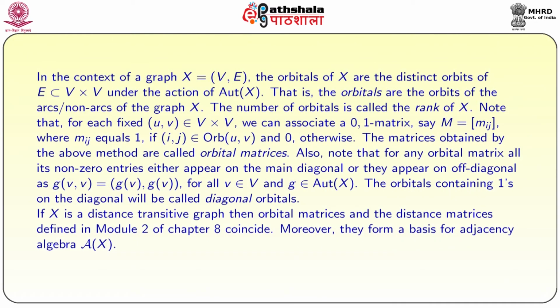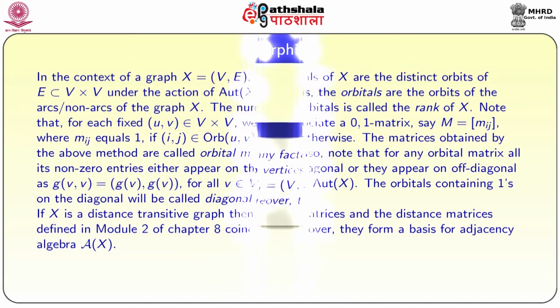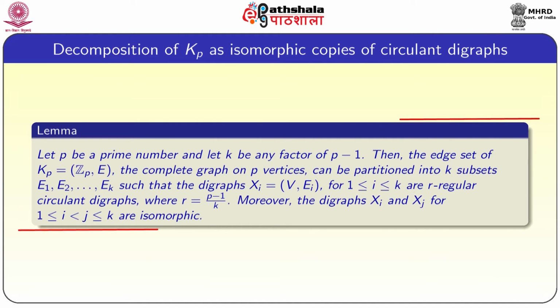If X is a distance transitive graph, then the orbital matrices and the distance matrices defined in module 2 of chapter 8 will coincide. Moreover, they form a basis for the adjacency algebra of X. So, now we are going to prove an important result, that is, the decomposition of the complete graph on a prime number of vertices into isomorphic copies of circulant digraphs.